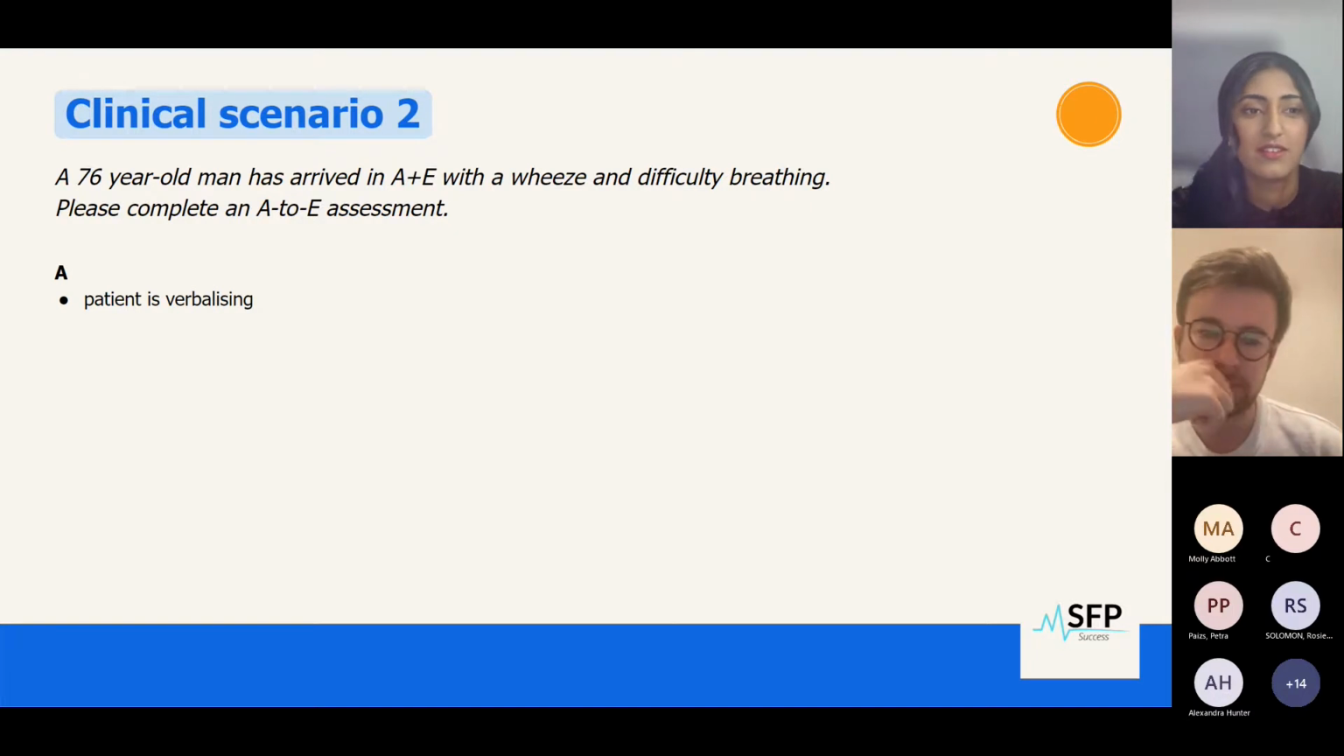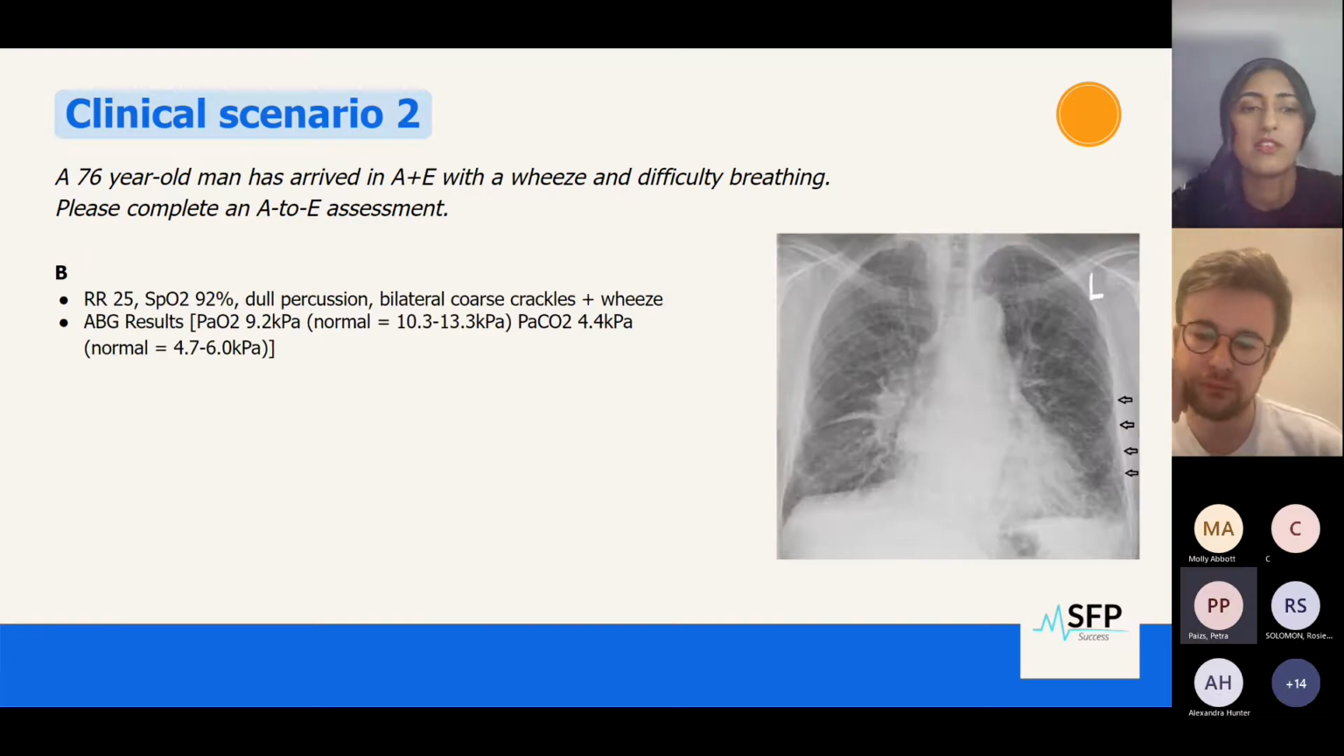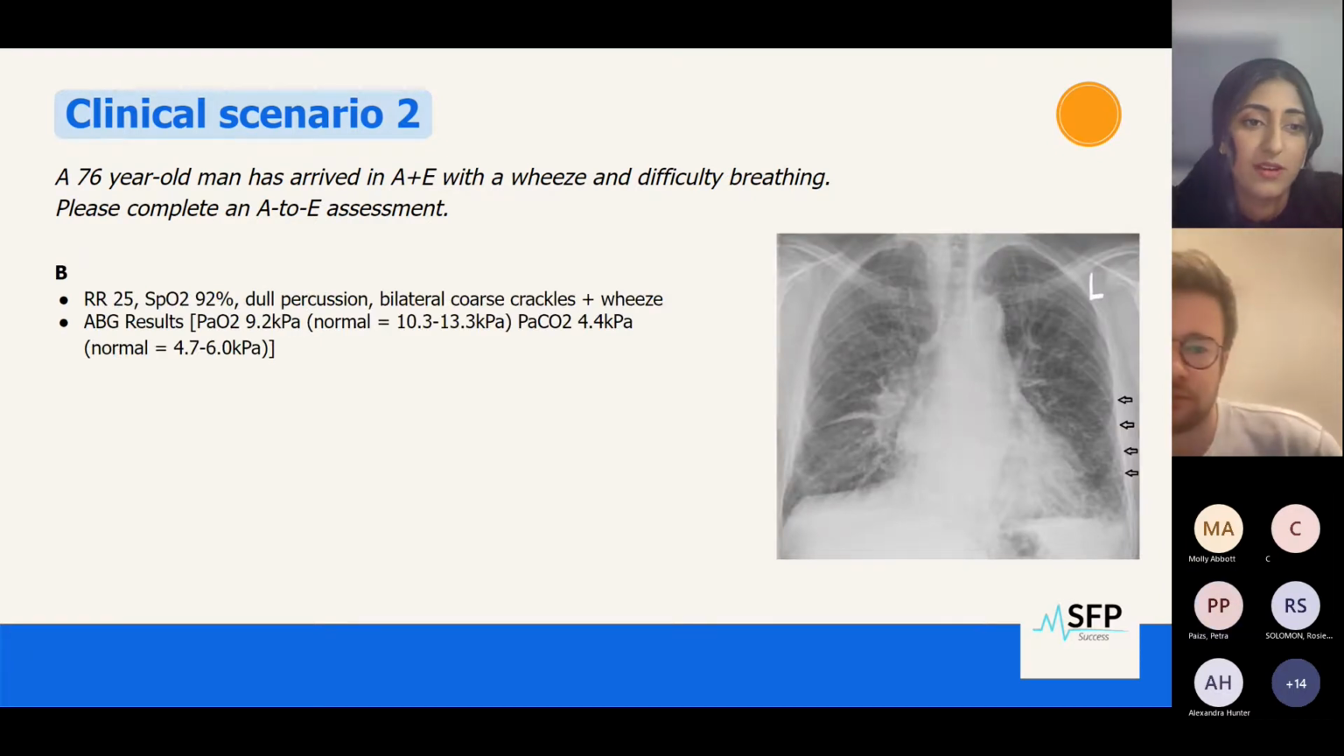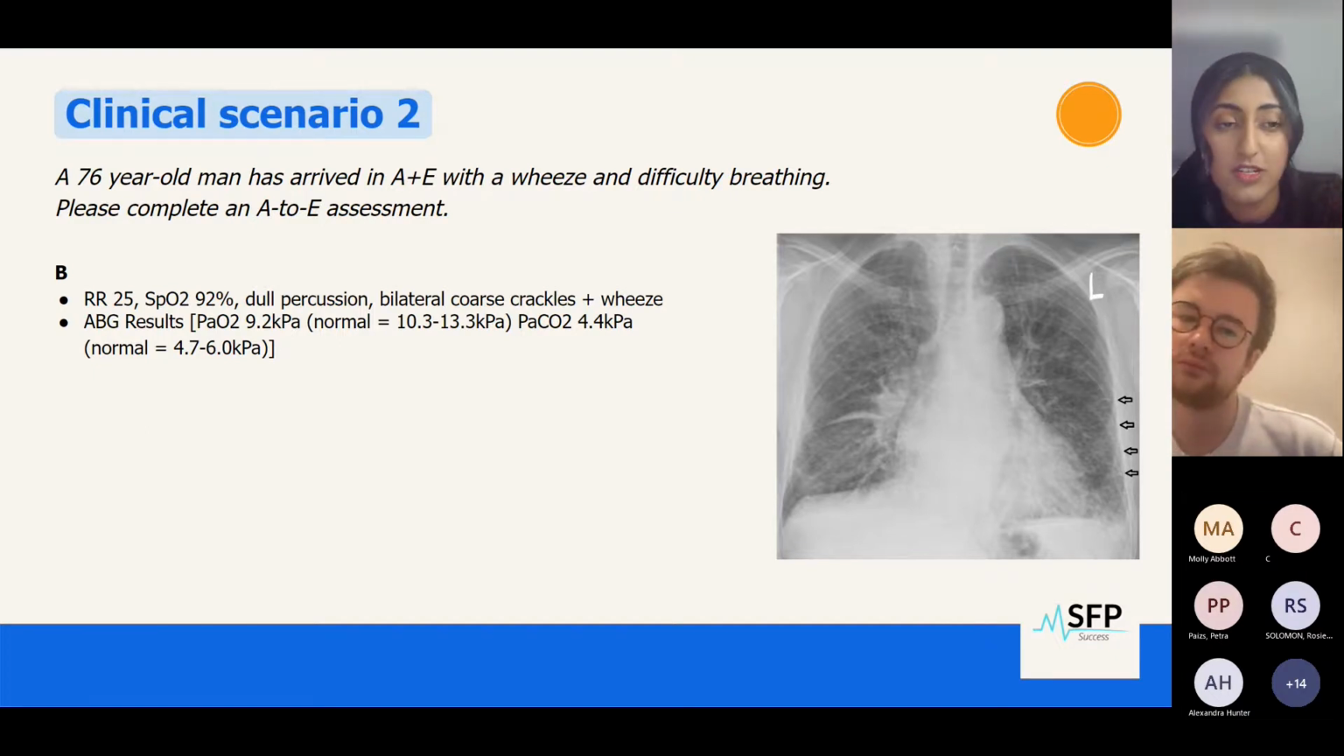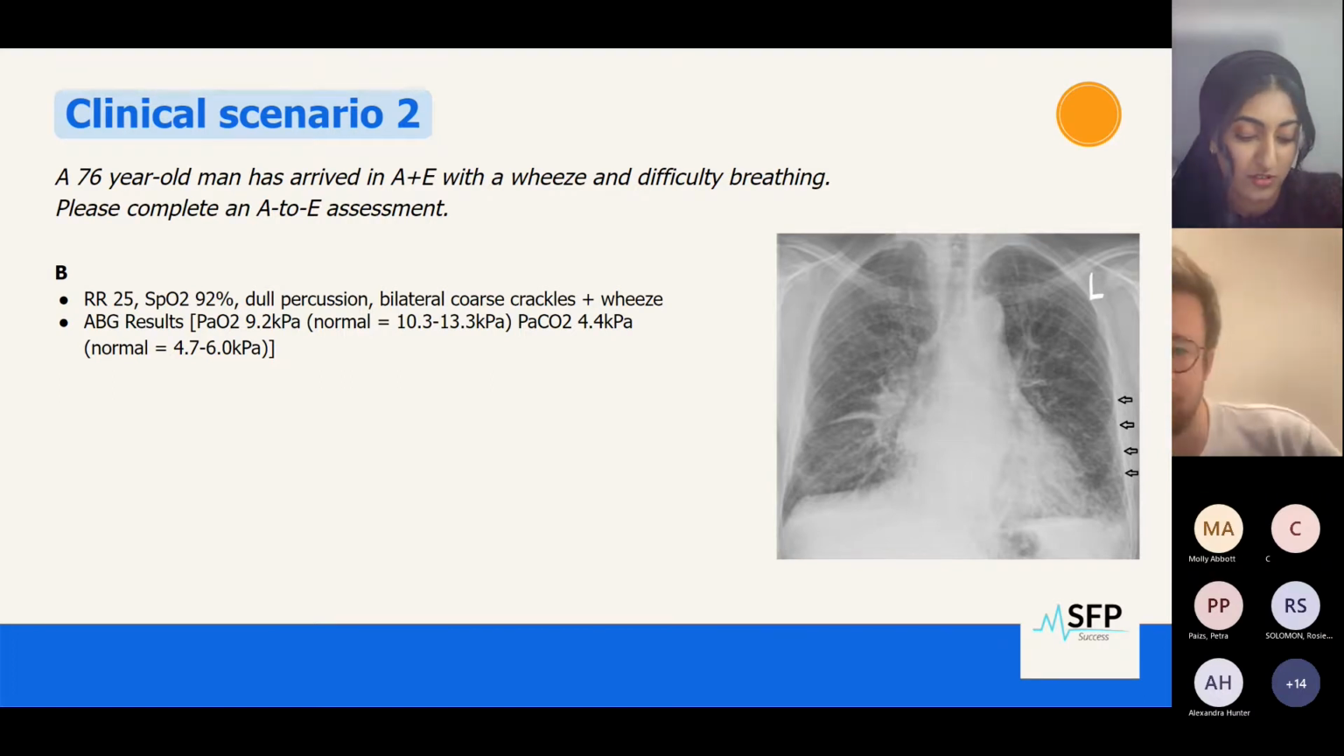Matt, if you could show the next slide. Perfect, so this is what we've got. The respiratory rate is a little bit raised, your oxygen is low, there's a dull percussion that we talked about, and there are bilateral coarse crackles and a wheeze. What they'll usually do in the interview is give you some information from your investigations. So here you have your ABG results and your X-ray from the patient. If you just take a moment to look at those, what are you thinking you might want to do as potential interventions at this point?